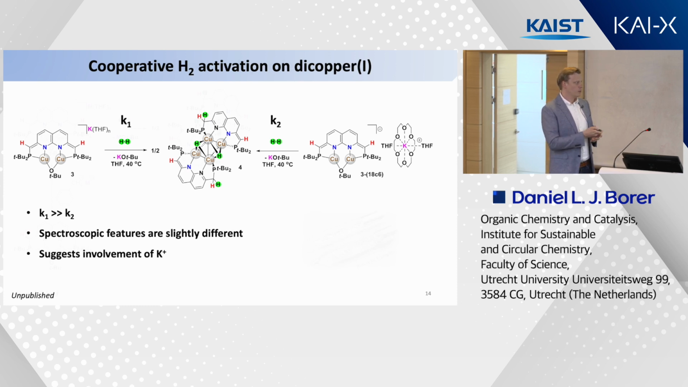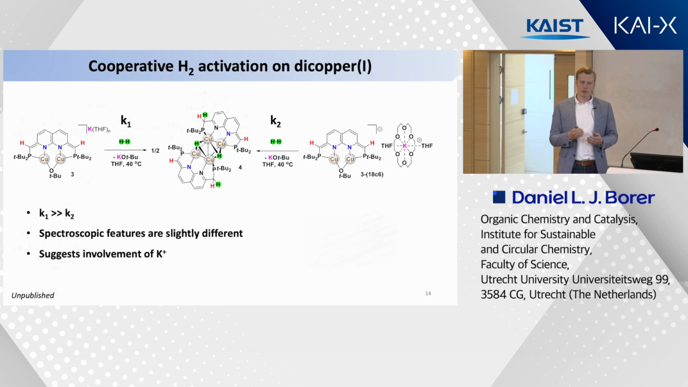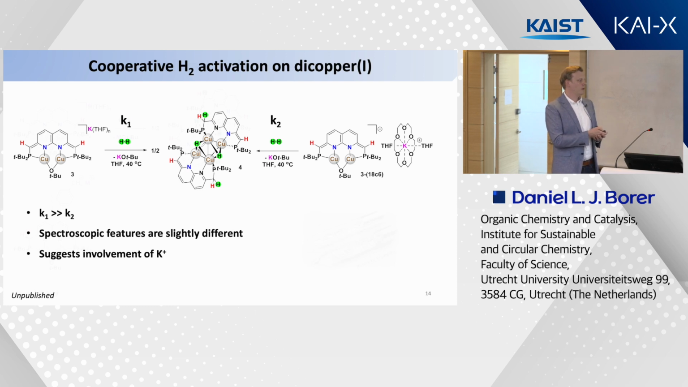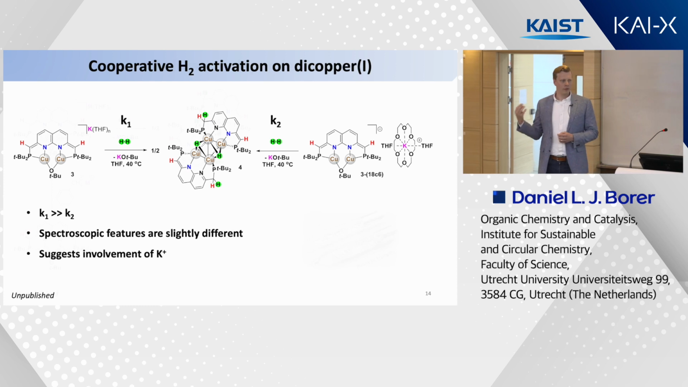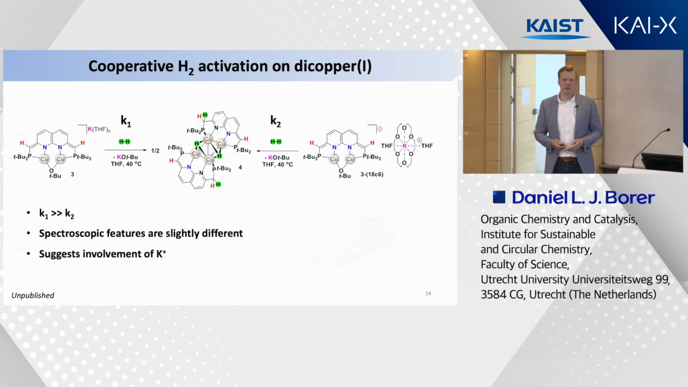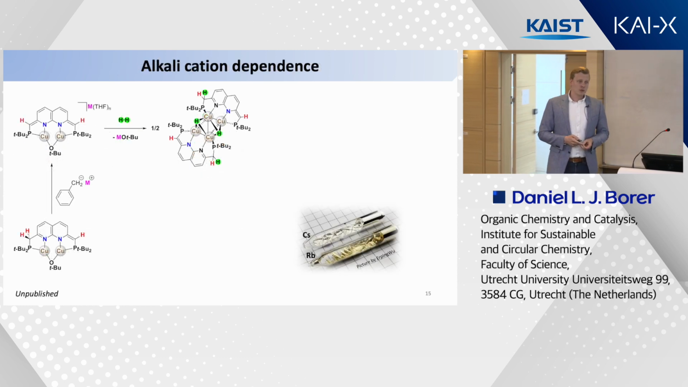But what we noticed when we, instead of having a THF solvated potassium, add a crown ether, we saw that the chemical shifts in the NMR spectrum looked a bit different. Not very different, but subtly different. But when we then did the reaction with dihydrogen, we saw that this reaction was much faster than when we have a crown ether around. So to us, that suggested some involvement of the potassium ion. In other words, this gave us an excuse to look at other alkali metals.